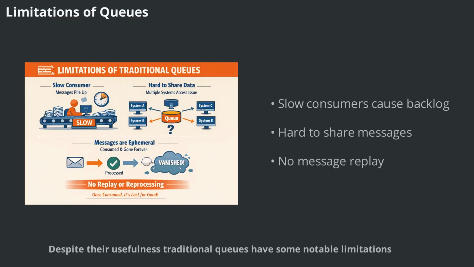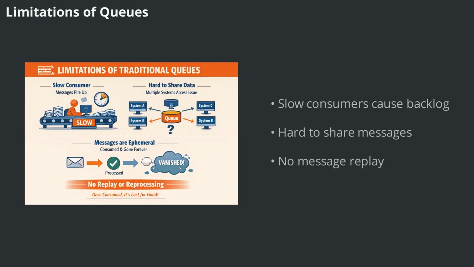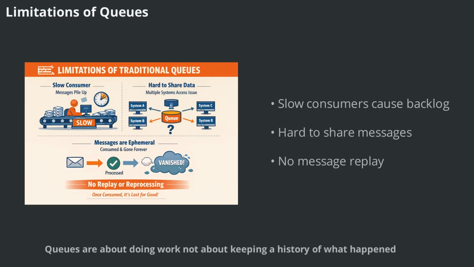Despite their usefulness, traditional queues have some notable limitations. If a consumer is slow, messages can pile up, leading to delays. If multiple systems need access to the same data, things get tricky. Queues aren't designed for sharing messages with many consumers. And perhaps most importantly, once a message is consumed, it's gone forever. There's no way to replay or reprocess it if something goes wrong. Queues are about doing work, not about keeping a history of what happened.